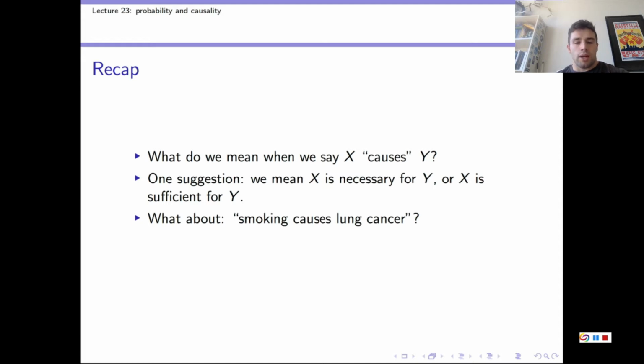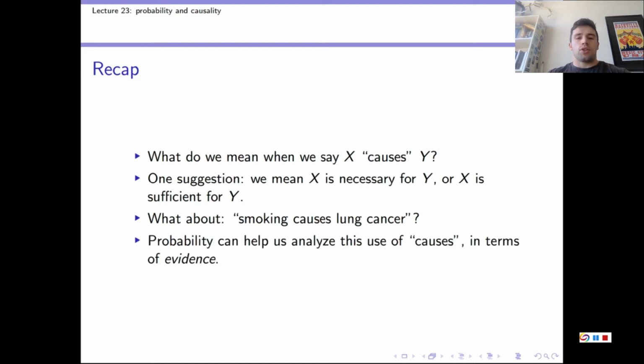So this will round off chapter 6 by linking together two of the big notions we've been talking about, probability and causality. In particular, we're going to show how probability fits into this picture when we analyse this term causality. So how does probability fit in here? Well, when we say something like smoking causes lung cancer, what we mean is something probabilistic: that if you smoke, you are more likely to develop cancer, or your chances of developing lung cancer are higher.